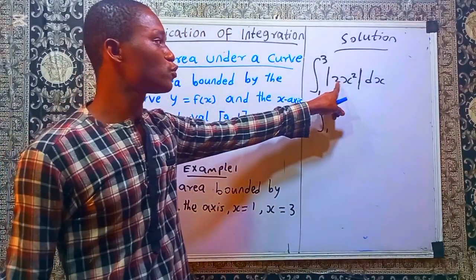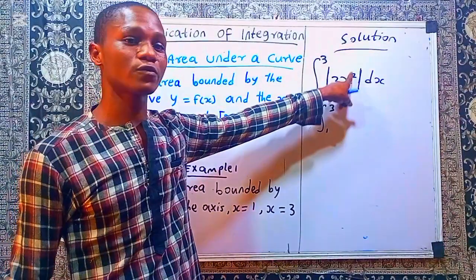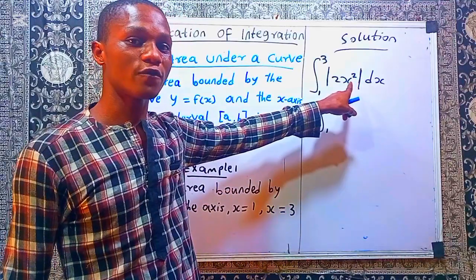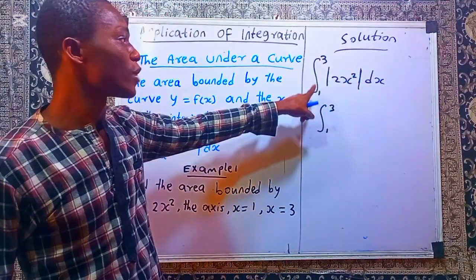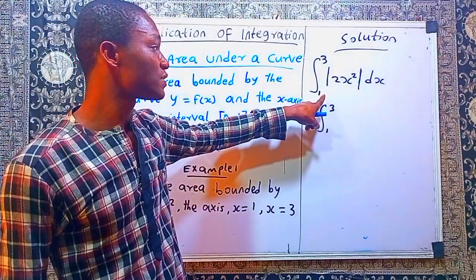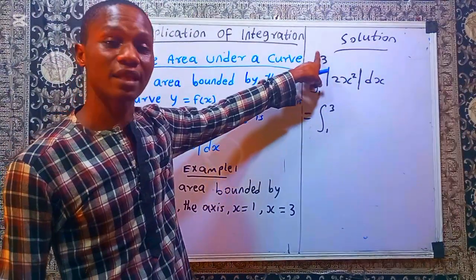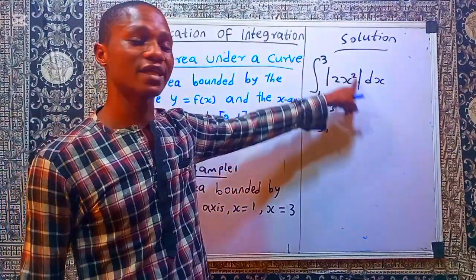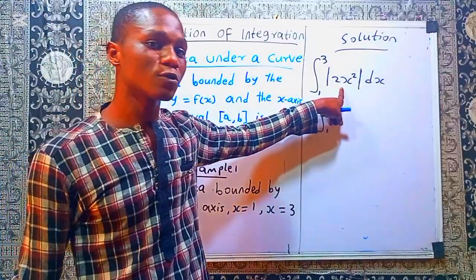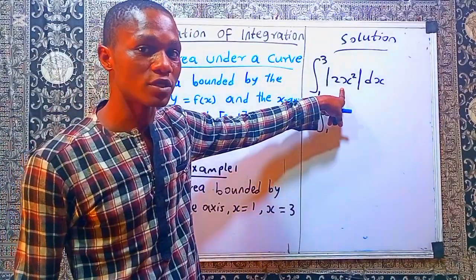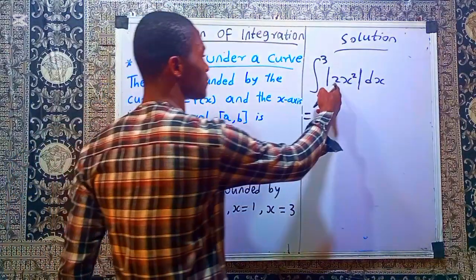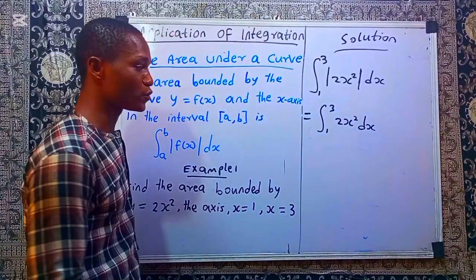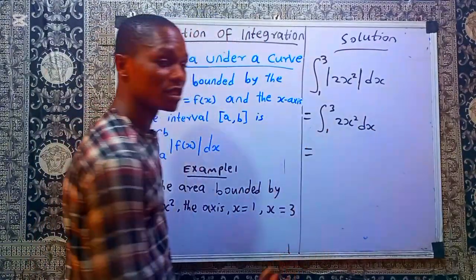Looking at this, we have 2x squared. X squared cannot be negative, because the square of any number cannot be negative. And the interval we are considering is from 1 to 3. Numbers from 1 to 3 are all positive numbers. So this 2x squared cannot be negative. And you know that the absolute value of a positive quantity is that positive quantity. So the absolute value of 2x squared is the same thing as 2x squared. We are integrating this with respect to x.